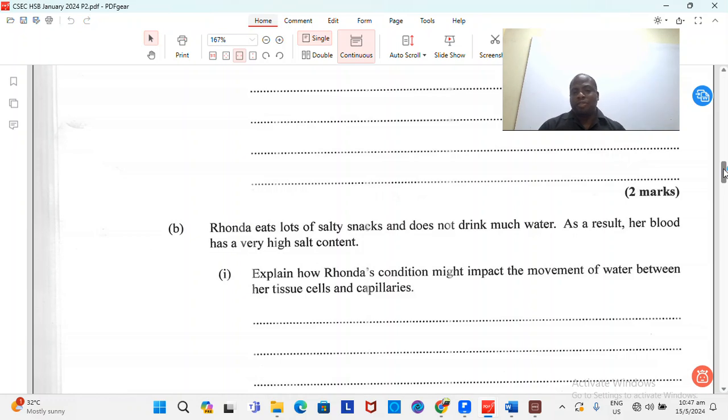Now, since those tissues are now lacking the water, the cells become dehydrated. So Rhonda is going to be faced with dehydration. This will cause her tissue cells to not operate as normal because they have this lack of water, right?